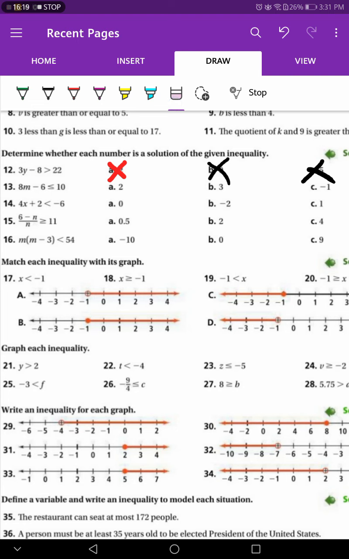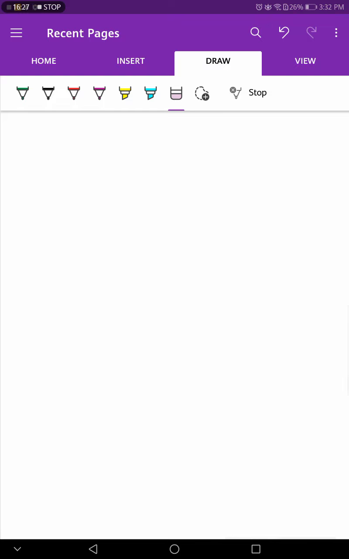Okay, I have another way, if you would like to try it. It is 3y minus 8. I have 3y minus 8 is greater than 22.